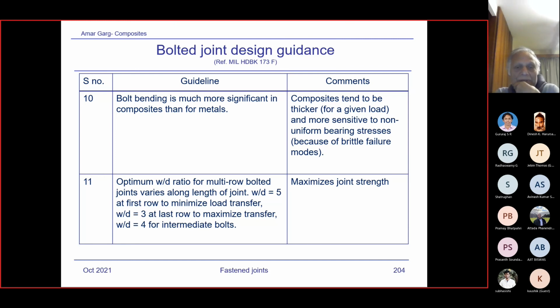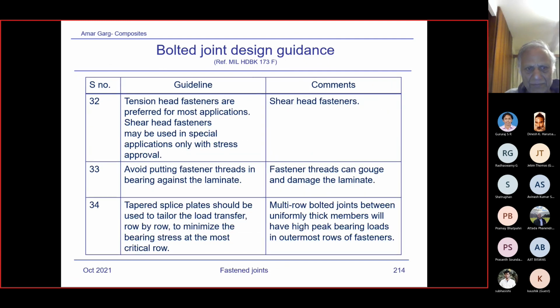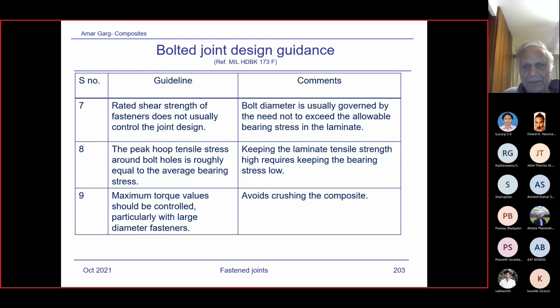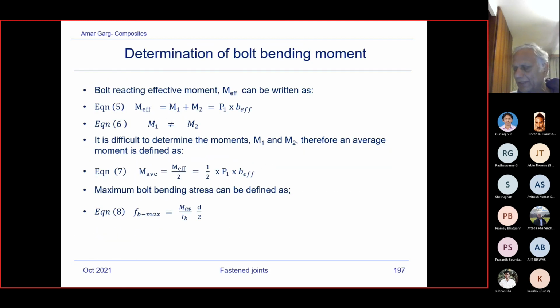Next one, optimum double wide ratio for multi-row bolted joints. I think it's almost going to be time. A couple of these, maybe I'll just take up next time, about 10-15 minutes, and wind it up. But before we close today, any questions?